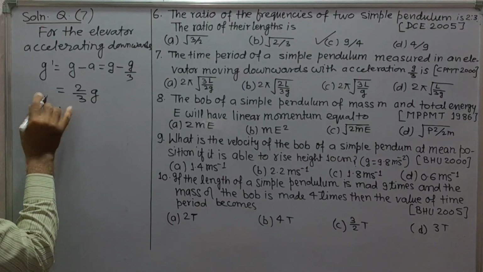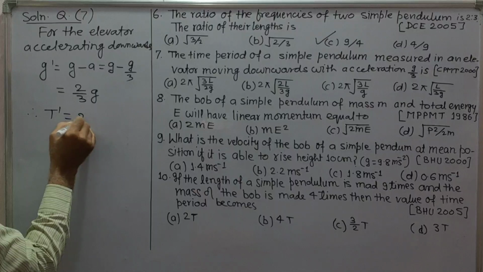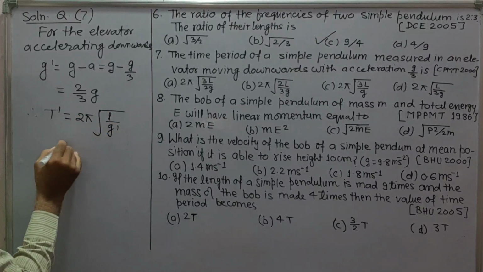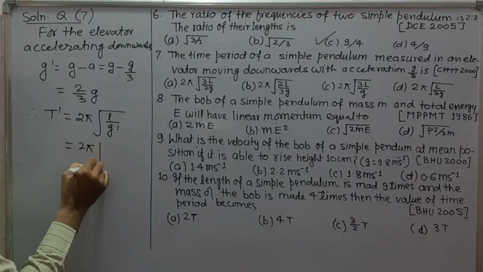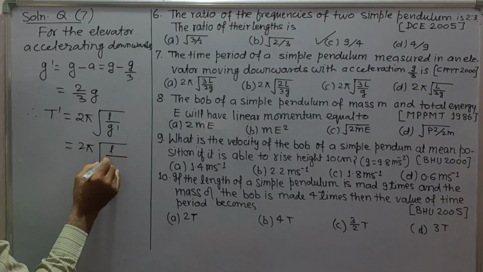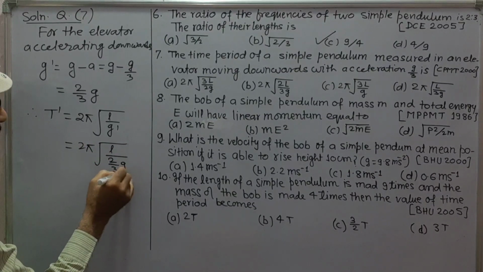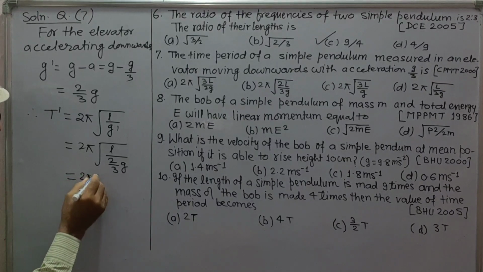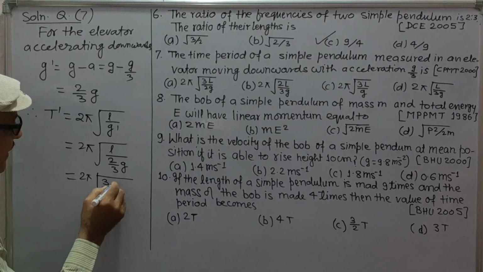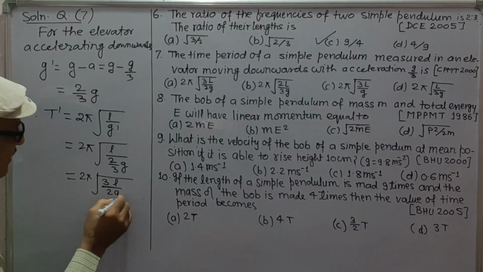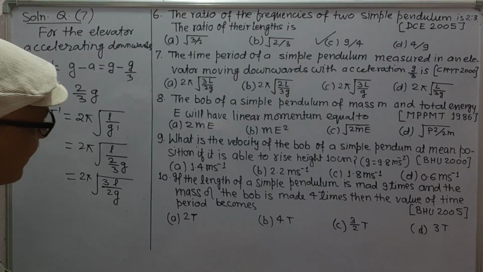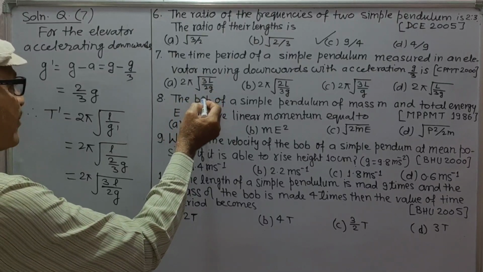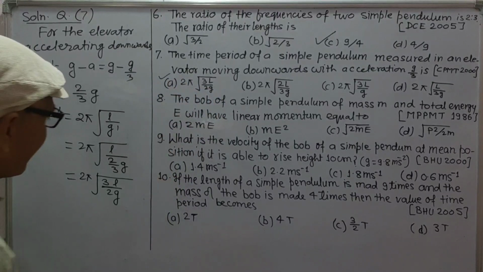Therefore, time period T dash will be equal to 2 pi under root L upon G dash, which is 2 pi under root L upon 2 by 3 G, which can be written as 2 pi under root 3L by 2G. So the correct option is 2 pi under root 3L by 2G. A is the correct option.